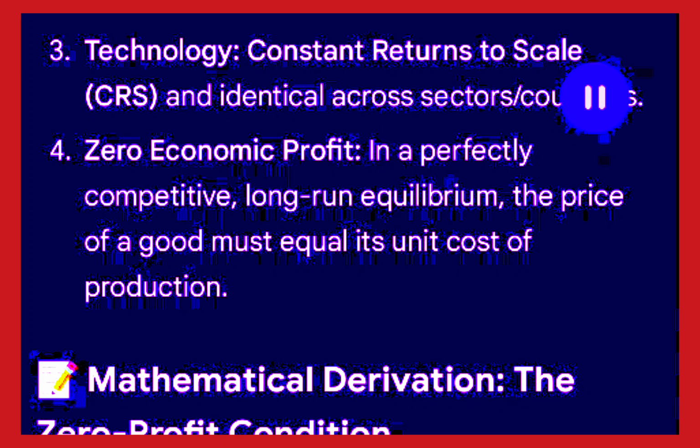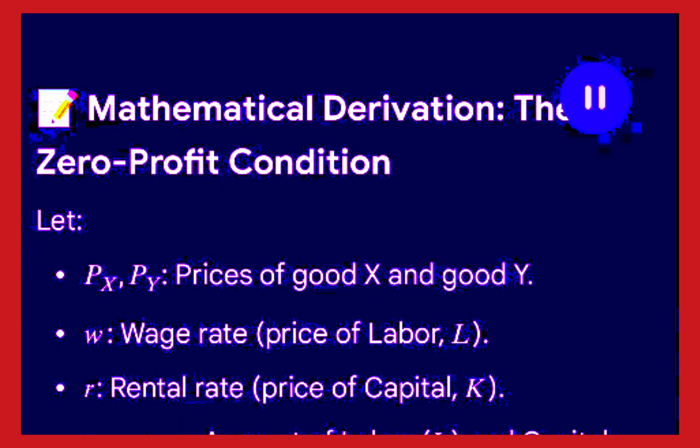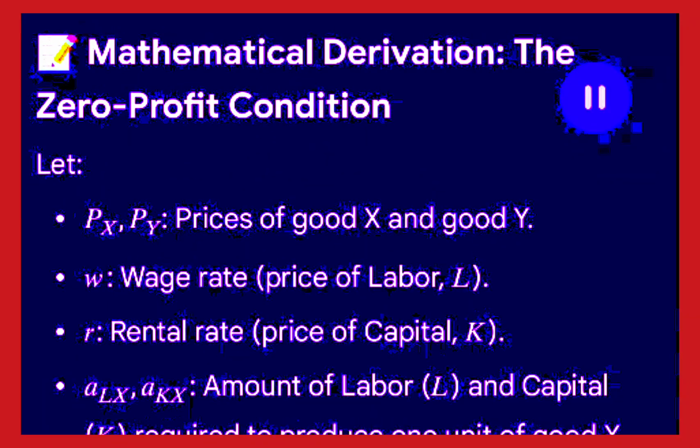4. Zero economic profit. In a perfectly competitive long-run equilibrium, the price of a good must equal its unit cost of production. Mathematical derivation: the zero profit condition.